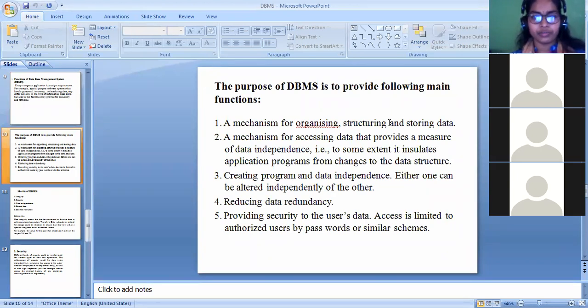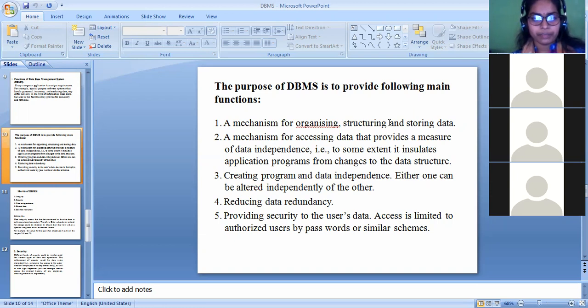The mechanism of accessing data and providing a measure of data independence, that is, some extent of insulation of application programs from change to the data structure. Creating program and data independence. Either one can be altered independently of the other, reducing data redundancy.